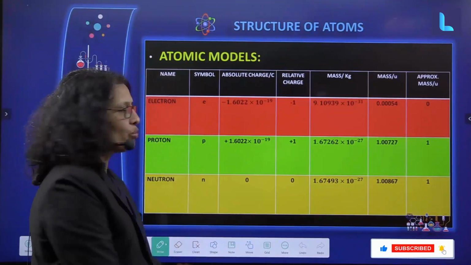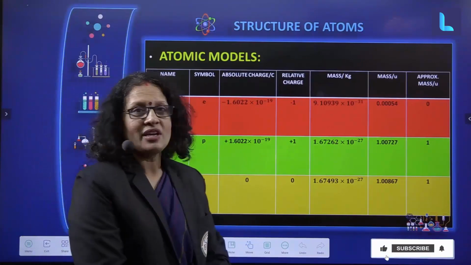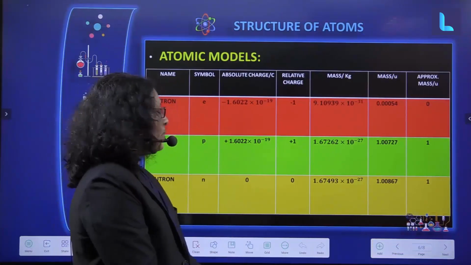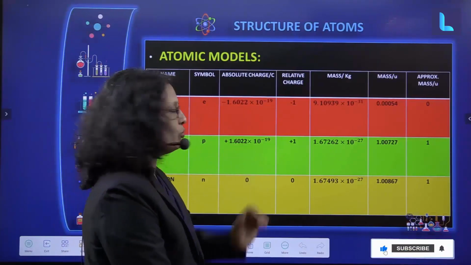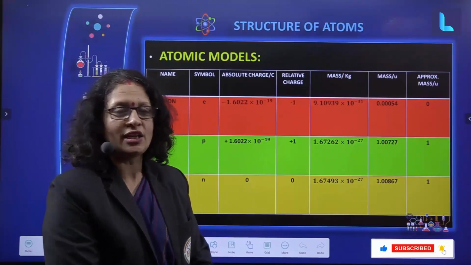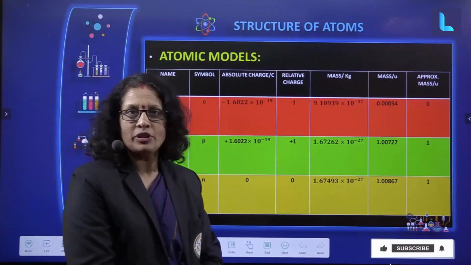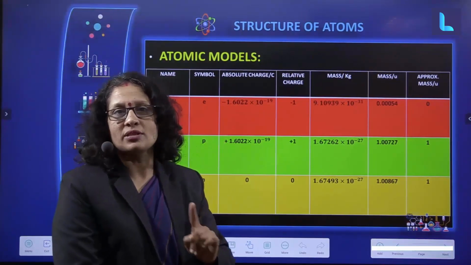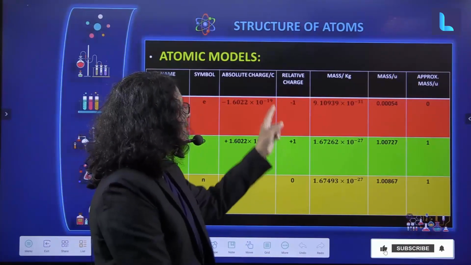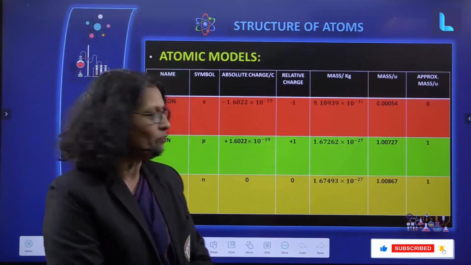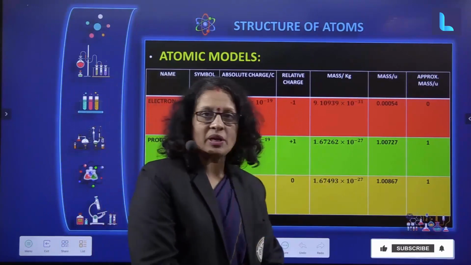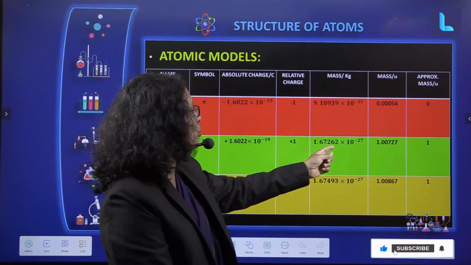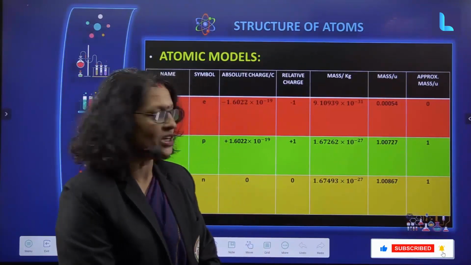Next we are talking about the proton. The proton symbol is p. The absolute charge is plus 1.6022 × 10^-19 coulombs, with coulomb as the unit for charge. The positive sign indicates protons are positively charged particles. The relative charge is +1. Then what is the mass in kg? You can see the difference here: 1.67262 × 10^-27.